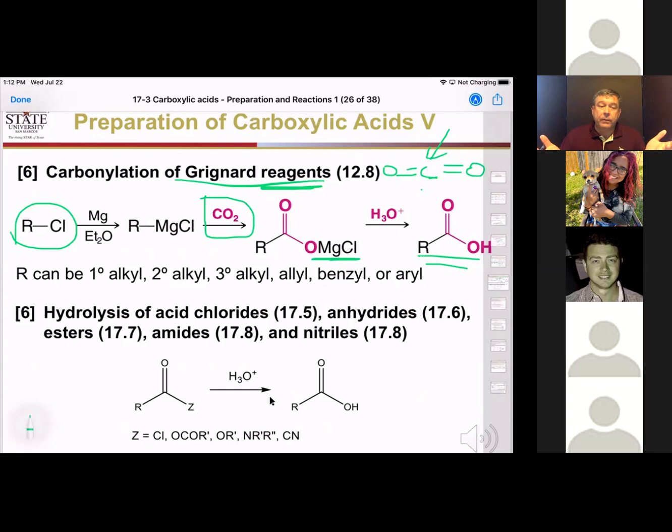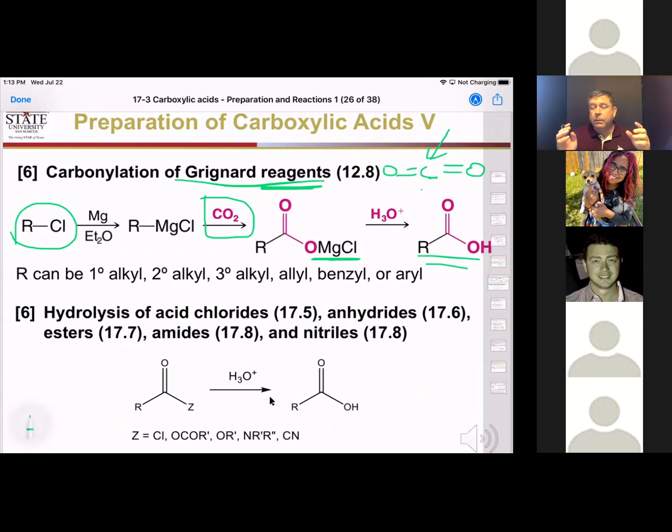The other way we can do this is if we have any other functional group already: an acid chloride, an acid anhydride, an ester, an amide, or a nitrile. We can take any of those compounds and hydrolyze them with either acid or base to get them all the way down to the carboxylic acid, making sure you acidify at the last step to have your free carboxylic acid. We'll talk about the hydrolysis steps and mechanisms in the next chapter, I believe.